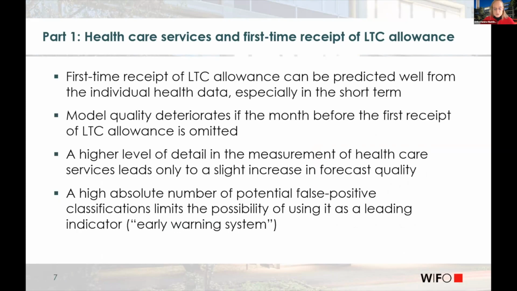So we can predict first-time receipt of long-term care allowance well from the individual health data, especially in the short run. We see that the model quality deteriorates if the month before the first receipt of the long-term care allowance is omitted. And we also see that a higher level of detail in the measurement of healthcare services leads only to a slight increase in forecast quality. However, a high absolute number of potential false positive classifications limits the possibility of using it as a leading indicator. And that was the idea of the contract partner, that they wanted to know whether the data allows something like an early warning system for the future receipt of long-term care benefits at an individual level.